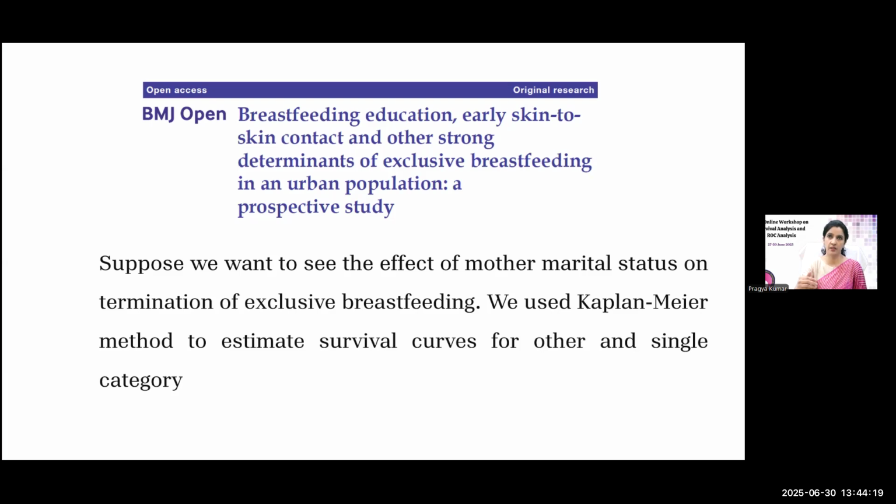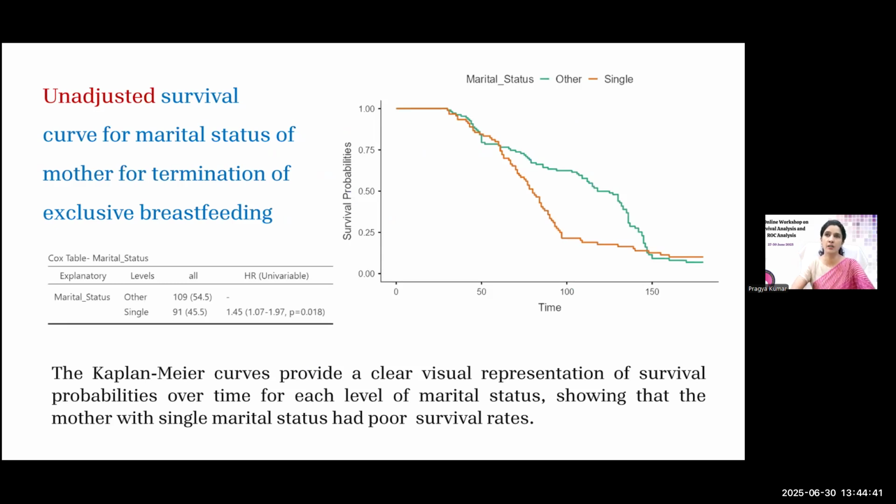Suppose in this case you want to see the effect of mother's marital status. So I'm taking the independent variable as marital status, and my dependent variable is the time to event data and whether the termination of exclusive breastfeeding happened or not. If I use the Kaplan-Meier estimation, I get these curves, and we have seen this, I think, on Saturday. We have learned about Kaplan-Meier, and we have also seen that the curve which lies above has a better survival probability.